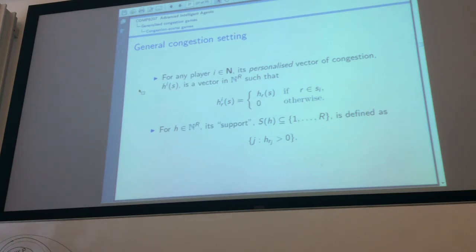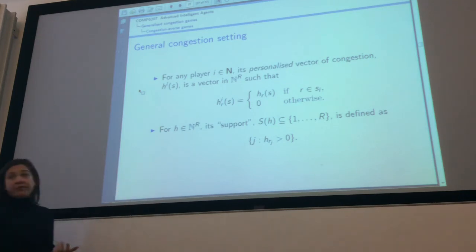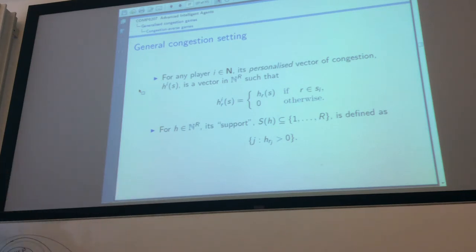And then for any given vector of congestion, whether personalized or not, we will call the support of the vector all those entries, the indices of the resources where we have non-zero congestion. So if I look at resources that I use, that defines the support of my personalized congestion vector.